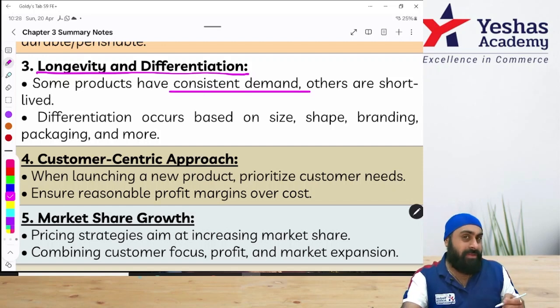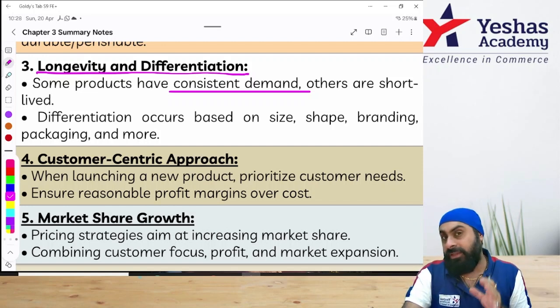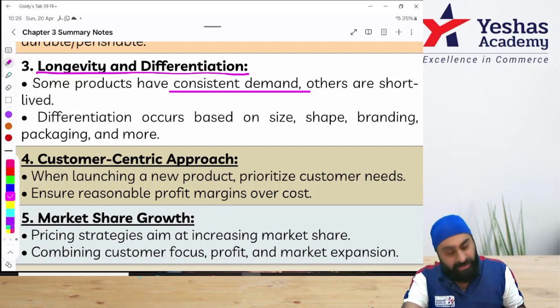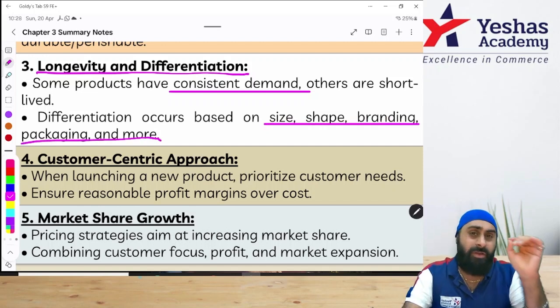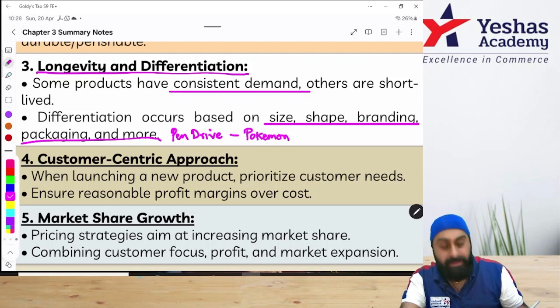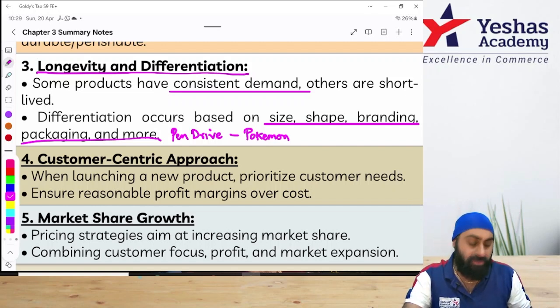But if you are not thinking about longevity, you're thinking about a short-term phenomenon, get into the market, sell it, and exit the market, trust me, that will not serve the purpose of longevity. Differentiation occurs based on size, shape, branding, packaging, and more. There are a lot of companies producing differentiation. For example, pen drives in the shape of Pokemon characters. Is this differentiation? Of course, it is. Is that going to give you a lot of market share? Obviously, yes, it is going to lead to more market share.